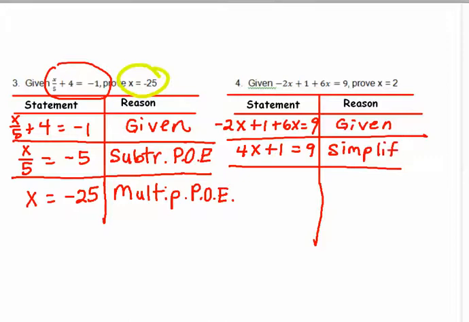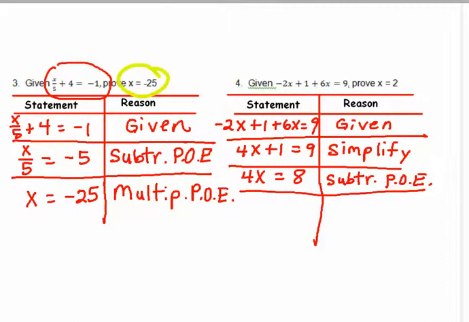If you want the list, it's on the prior slides. You can go back in the video. Simplify. All right, now I'm going to take away 1 from both sides. Okay, since take away means subtract, so it's subtraction POE.